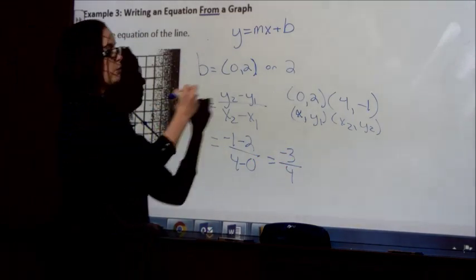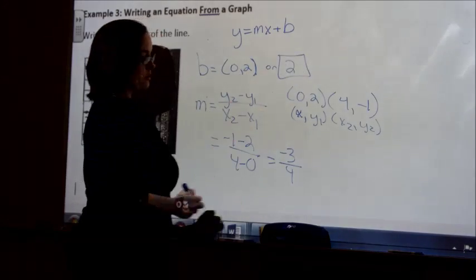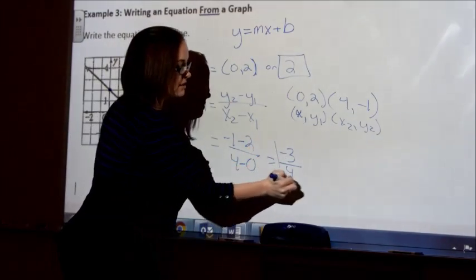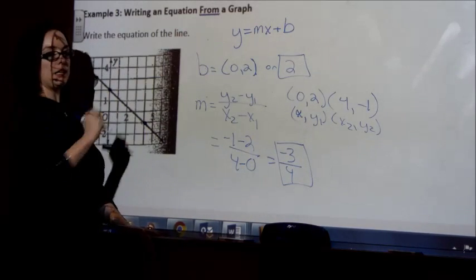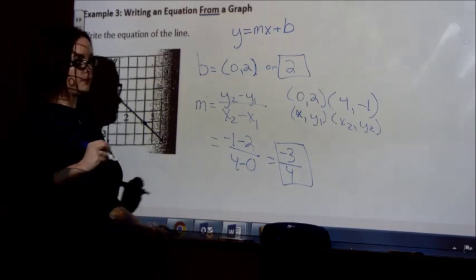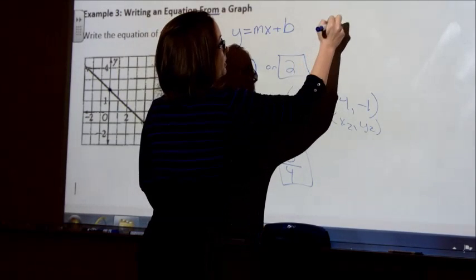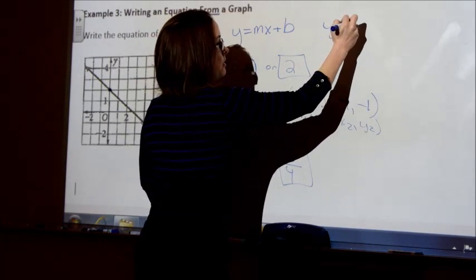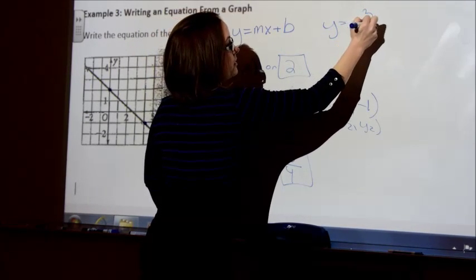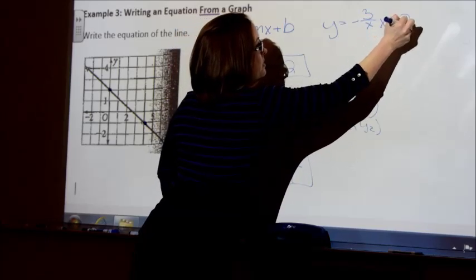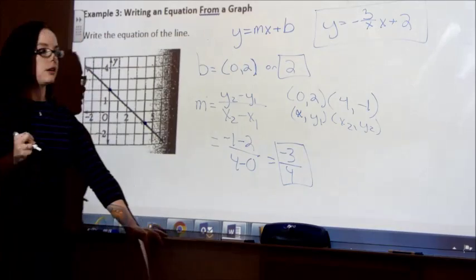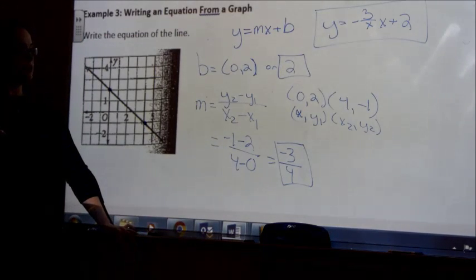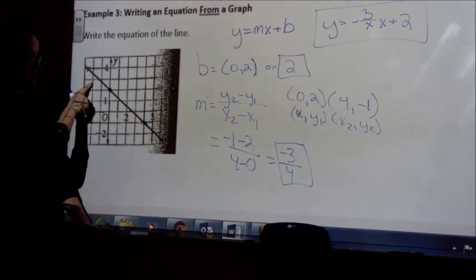So now that we know what b is, 2, and now that we know our slope of negative 3/4, we can plug them into our slope-intercept equation. And we would get y equals negative 3/4 x plus 2. And this would be our final work here. That would be the equation that represents this line.